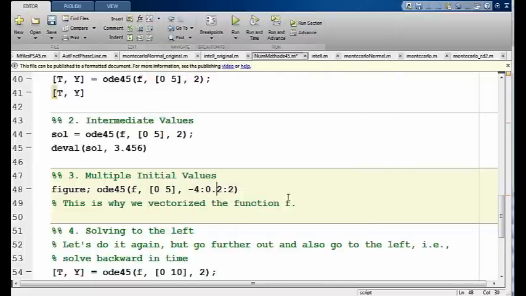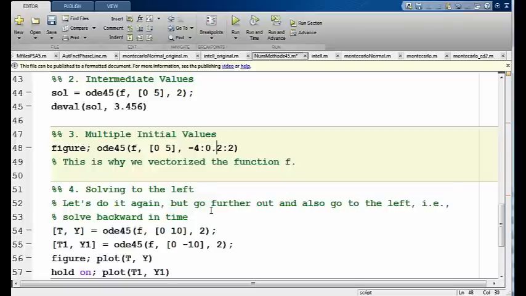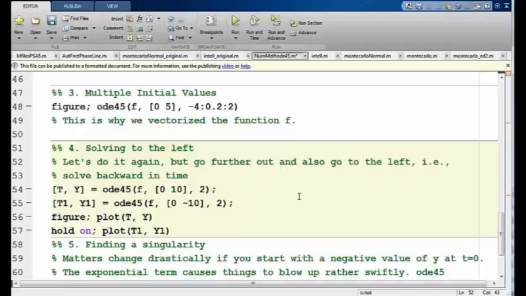Now I'm going to go to the left. So I'm going to do it again. I'm going to go further out this time and also go to the left. So that is solve backwards in time. So here's the same as before, except I went out to 10. And here I issue a separate command going to -10, and I plot the two of them successively. That's the reason for the hold on. So let's evaluate the cell.